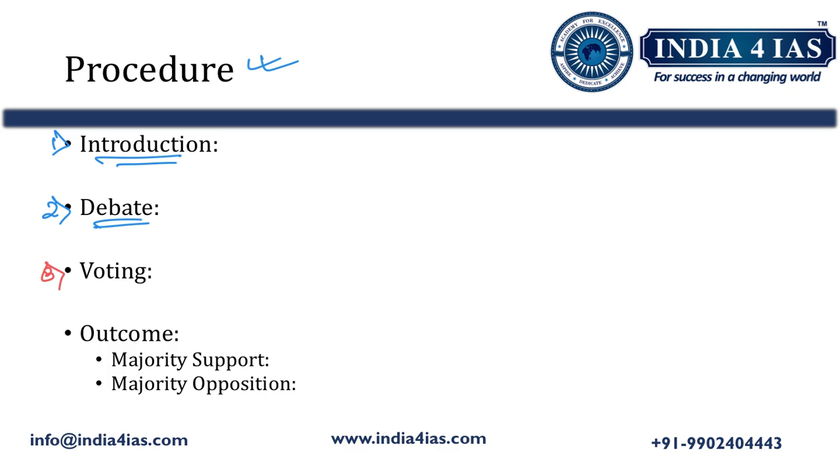After the voting process, the outcome is: if the government secures a majority of votes, it continues to hold the office. If the opposition secures the majority, or if the government fails to secure the majority, then it is required to resign from the government. This is the brief procedure of the trust vote in the state legislative assembly.